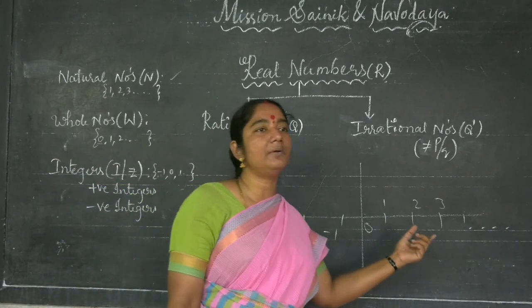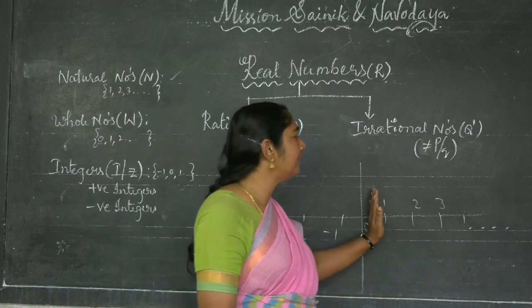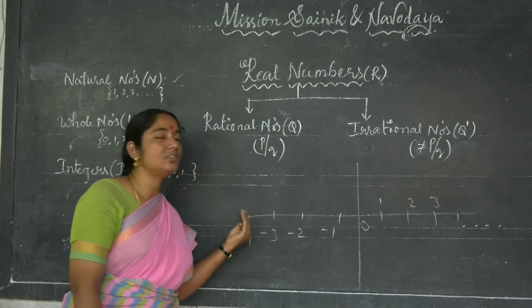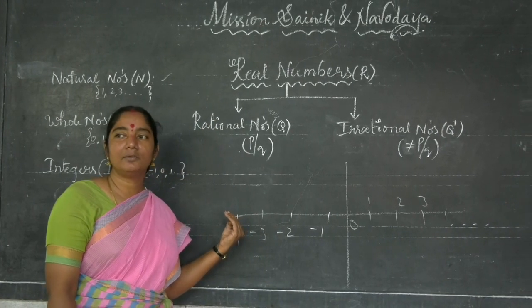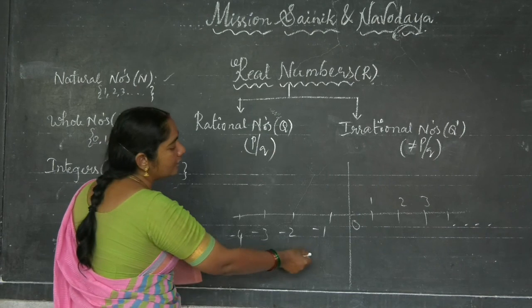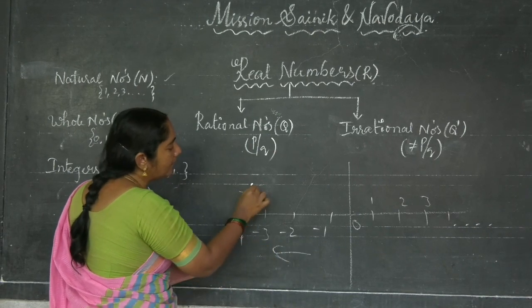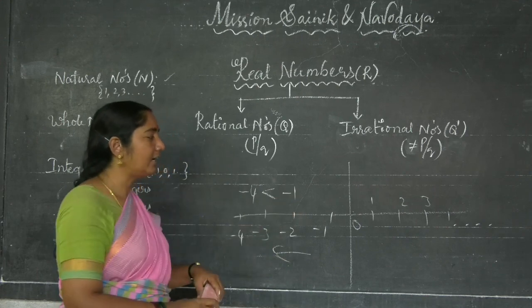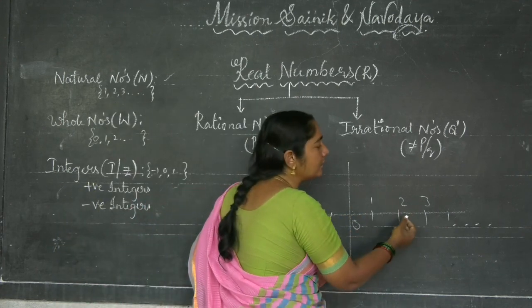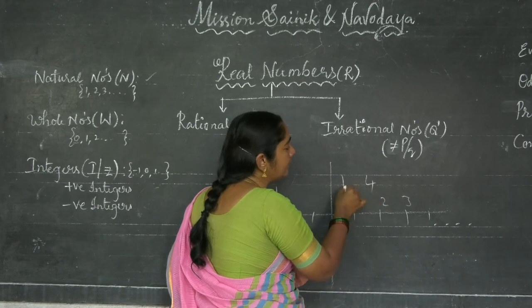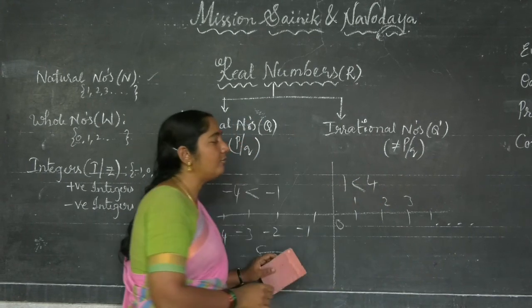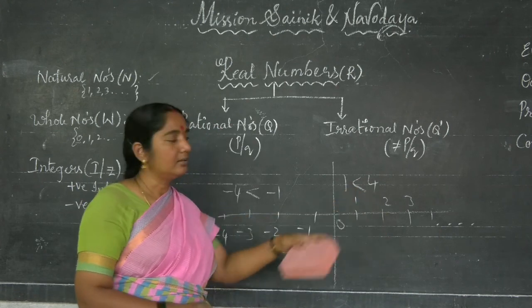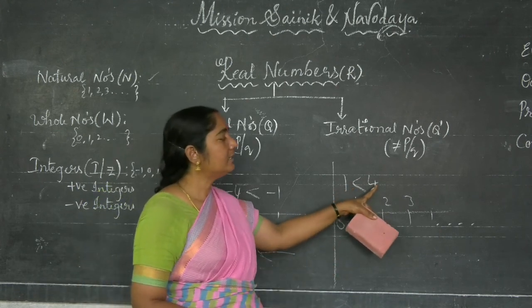Positive integers are important. Positive integers are nothing but again natural numbers. But here negative integers are also there. Understood my difference? Here, as we keep on moving, minus 4 is less than minus 1. If you take positive integers, 1 is less than 4, and 4 is greater than 1. You know the symbol. 4 is greater than 1.